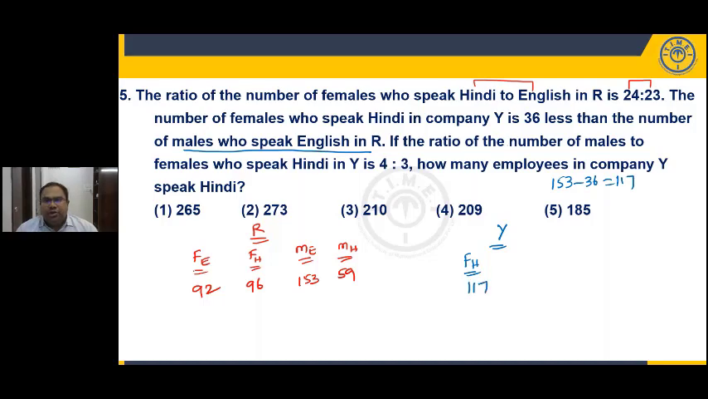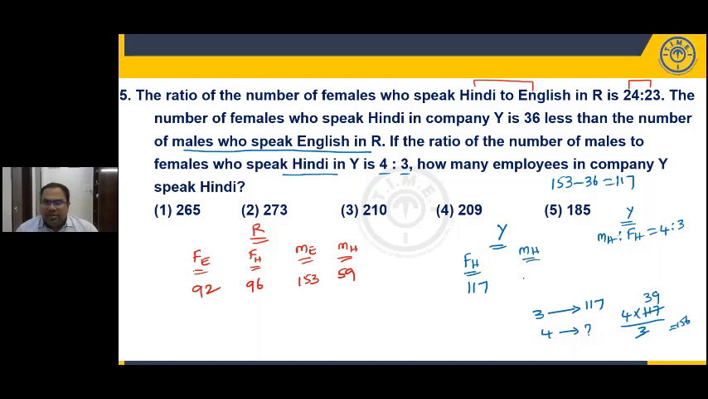Right. Then he has given ratio of males to females who speak Hindi is 4 is to 3. Here under Y, males Hindi is to females Hindi is 4 is to 3. We know females in the 3 parts is 117. Males in the 4 parts, how much? 39 into 4, 156. Actually, you do like this, 4 into 117 by 3. 39 into 4, 156. So, males Hindi is 156.